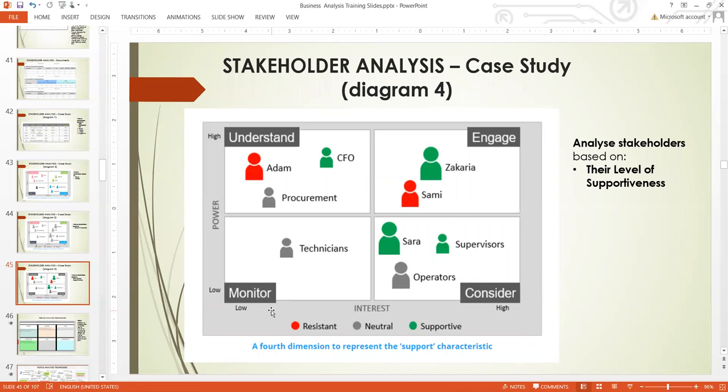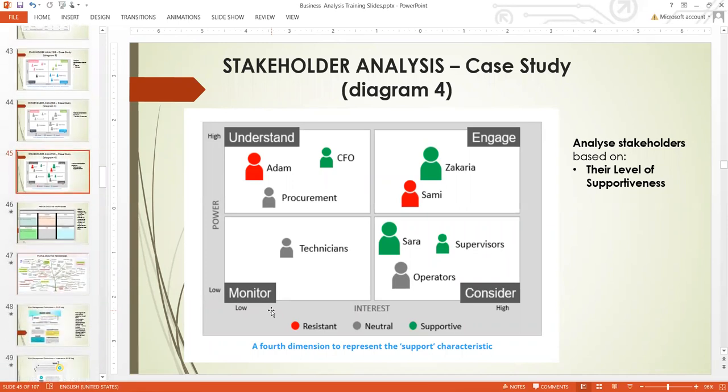So that is all we can say about stakeholder management in stakeholder analysis.